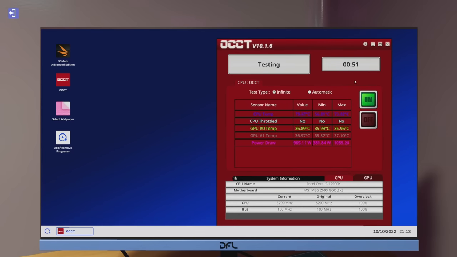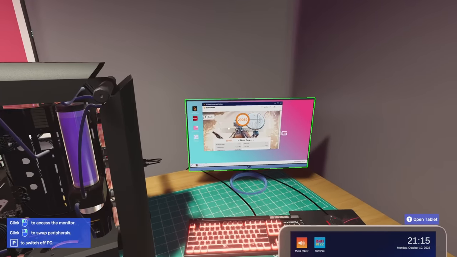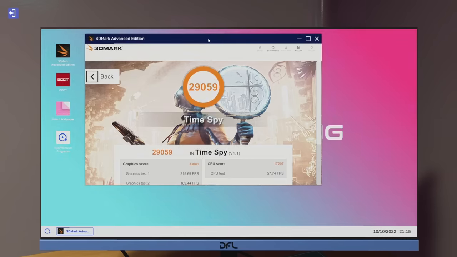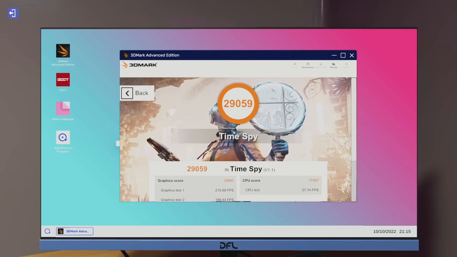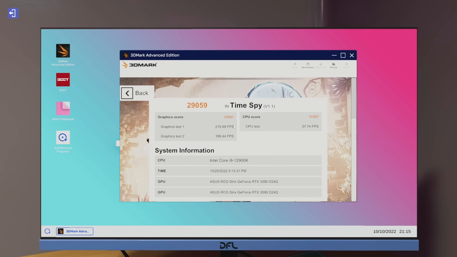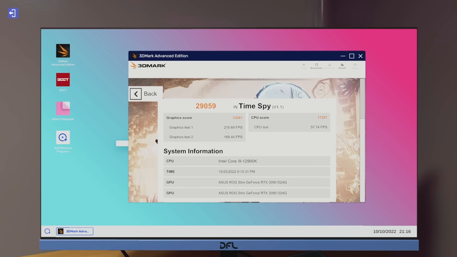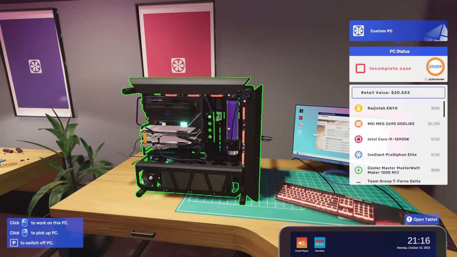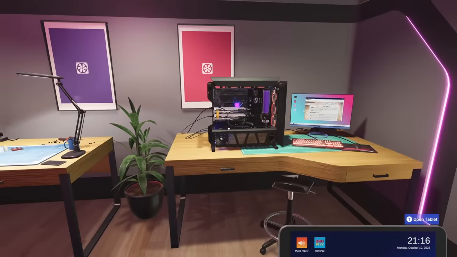Let me try, just so you guys don't have to sit here and watch the benchmark. I'm going to try to run 3DMark, and we'll see if we're successful. Be right back with that. All right, we did manage to actually complete a test. 29,059 points for our 12900K and dual RTX 3090s. Not too shabby until we get 13th gen and RTX 40 series, right? That's pretty good. It only cost us $20,523. So there it is.